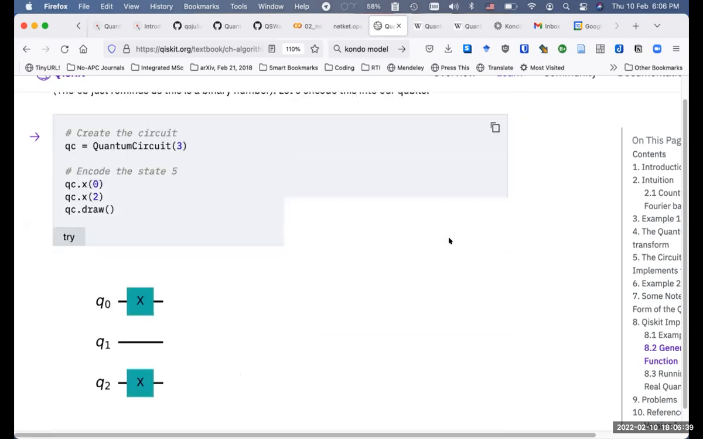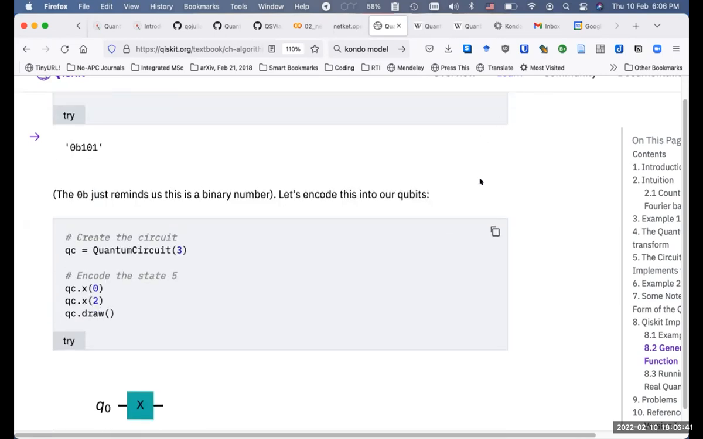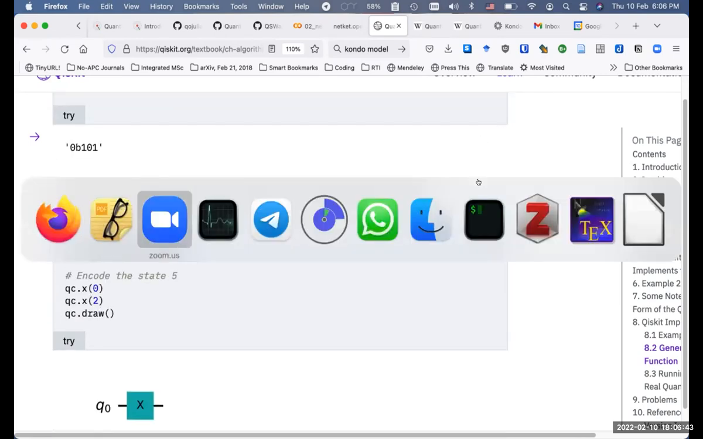Right. Okay. So I will stop here for today. And I think I've completed everything in time without running over. Right. Questions? Any questions?